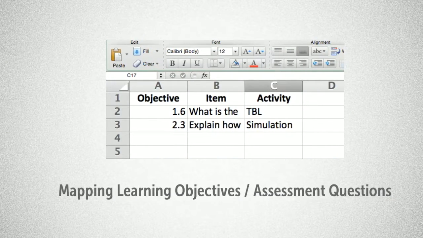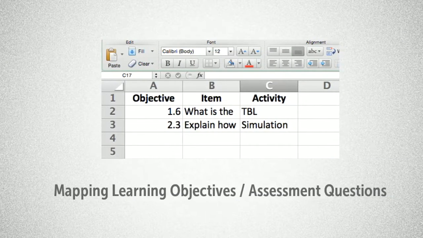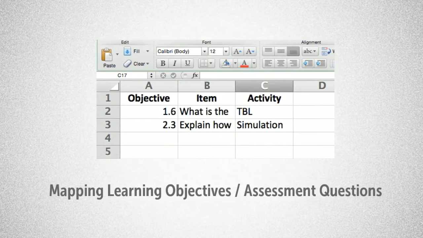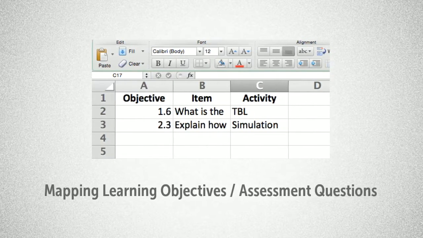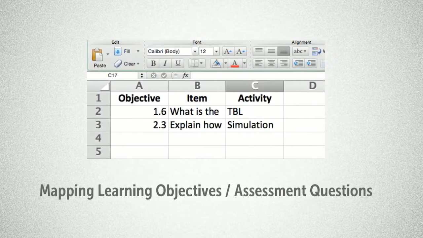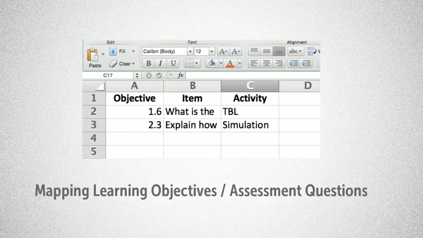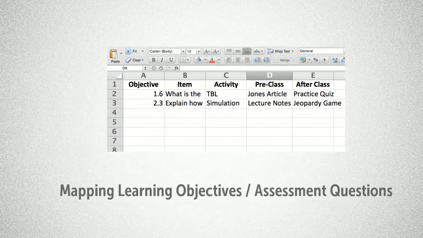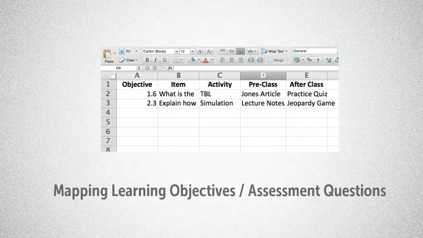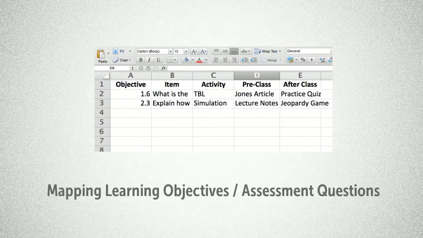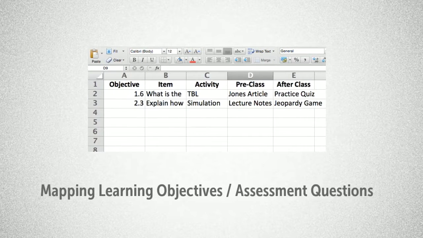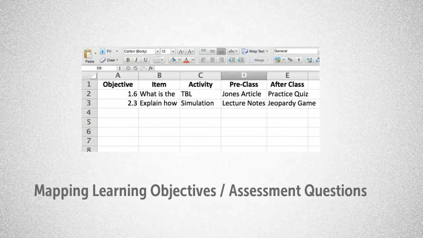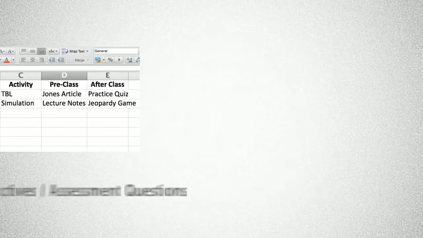Here's a practical tip. Use Excel to map your course. The far left column would be the learning objective. The second column would be the assessment question, and the third column would be what class session or activity supports that learning objective. You can go one step further and add sections such as what students need to do pre-class to prepare for in-class activities, and what they may do after class to further support their learning.